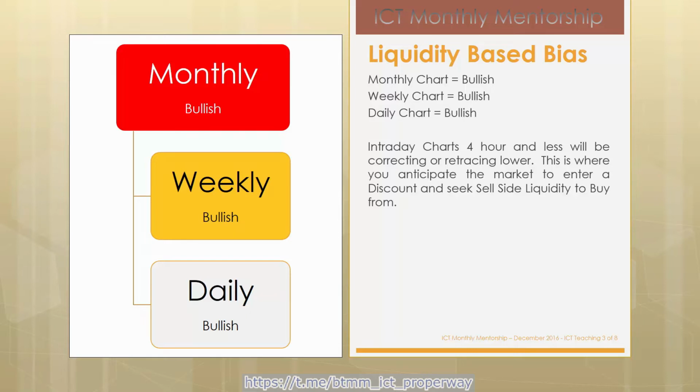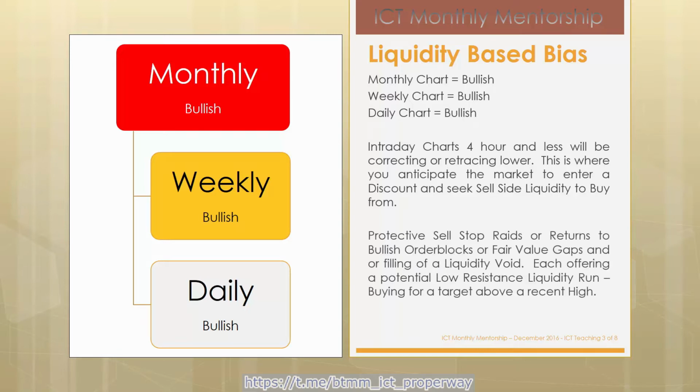And what we just showed you was an example of the bullish order block that you would use in this instance. We're actually going to go into the dollar index and break it down and show you all this conceptually. Protective sell stop raids or returns to bullish order blocks or fair value gaps, and/or filling of a liquidity void, each offering a potential low risk liquidity run, buying for a target above a recent high.